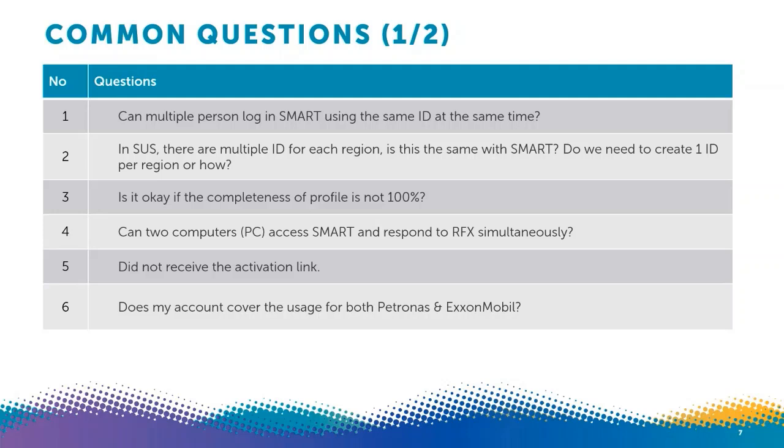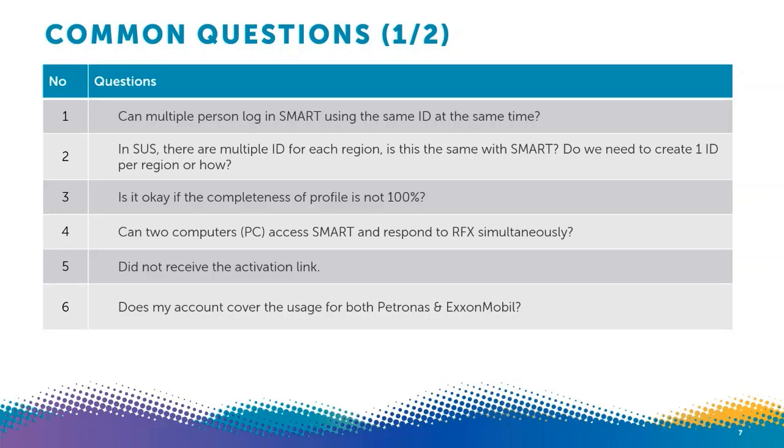Question number two: in SUS, just to give some context, SUS is our previous system that we are in a way replacing with Smart. In SUS, there are multiple IDs for each region. Is this the same with Smart? Do we need to create one ID per region or how?